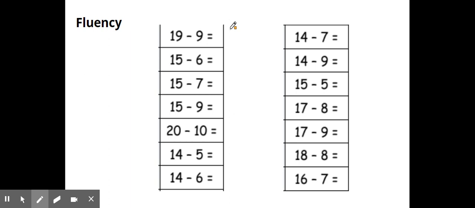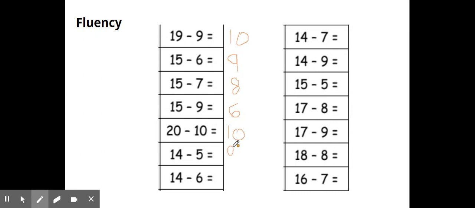19 minus 9 is 10. We're taking away all the ones. 15 minus 6. This one's a little bit trickier because we have to unbundle. The answer is 9. 15 minus 7 is 8. If you're getting these right, great job. 15 minus 9 is 6. 20 minus 10 is 10.